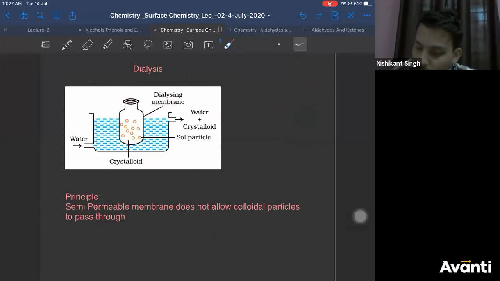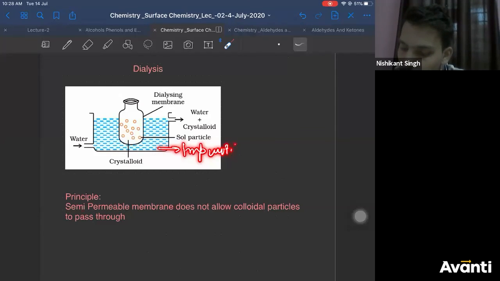So see carefully, this is your sol particle, right? And there are some impurities also. So what will happen? The impurities will migrate from the dialysis membrane to the water outside, and the pure colloidal particles will be left behind. What we are trying to say here is, the impurities have smaller size, colloidal particles are slightly larger. So impurities can pass through this membrane easily and get mixed with your water. So all impurities will be collected here.